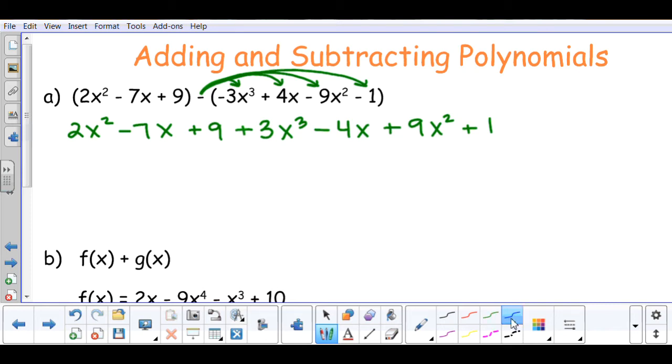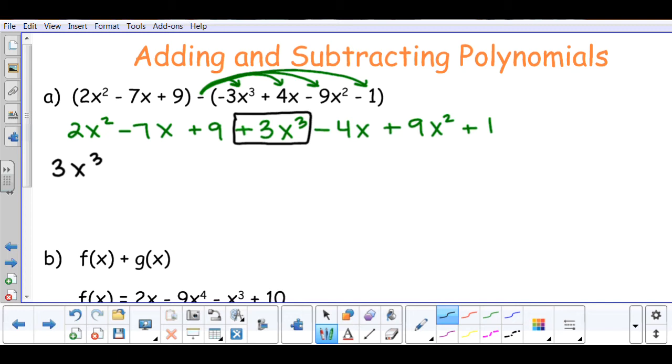Now that I have a long line, I'm going to combine all of my like terms and put this in standard form. So I want to start at the highest degree, and my highest degree term has an exponent of 3. Since there are no other x to the third terms, I'll start with 3x to the third.